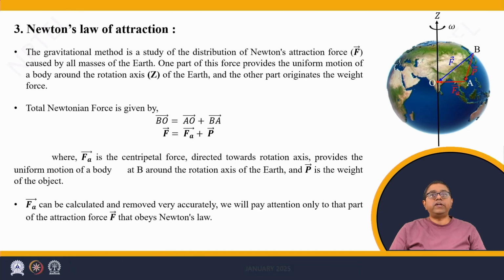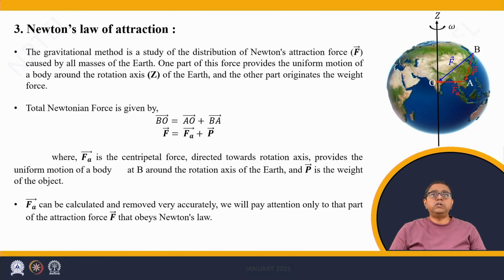Now, Newton's law of attraction combines two forces. As planetary bodies have mass, but they also undergo rotation. So, the net force at any point is the combination of the gravitational force and the force generated through rotation. Thus, the gravitational method is a study of the distribution of Newton's attraction force, which is capital F, caused by all masses of the Earth under the influence of the rotation.